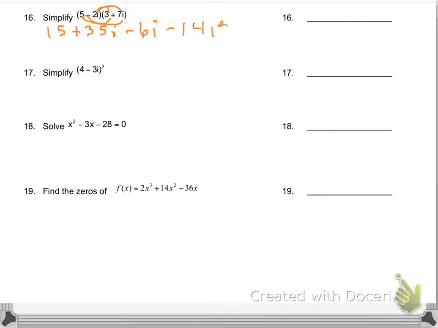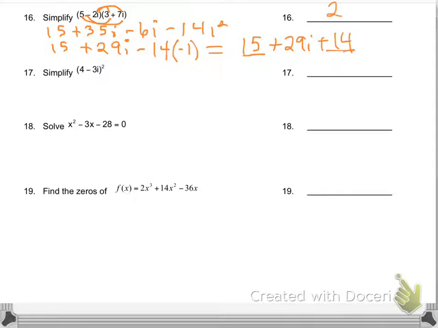Okay, so now what I'm going to do is combine my like terms. So when I take 35i minus 6i, I get a positive 29i. And don't forget that i squared becomes negative 1. So this becomes negative 14 times negative 1, which is a positive 14. And then when I combine those like terms, the 15 and 14, I get 29 plus 29i.